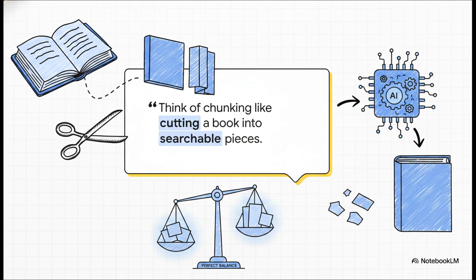If you cut the book into pieces that are way too small, you just get these meaningless fragments of sentences. But if the pieces are too big, it's like handing the AI an entire chapter when it really just needed a single fact. It's way too hard to search. So our goal here is finding that perfect balance, just the right amount of context.